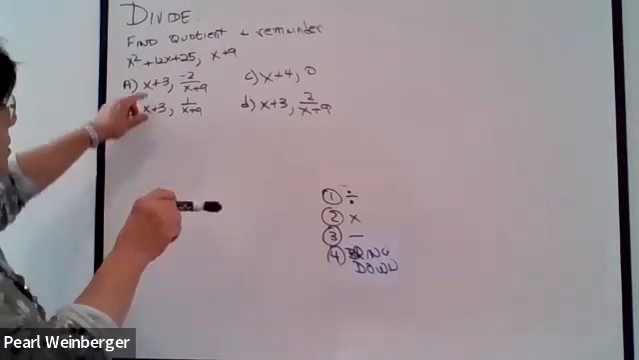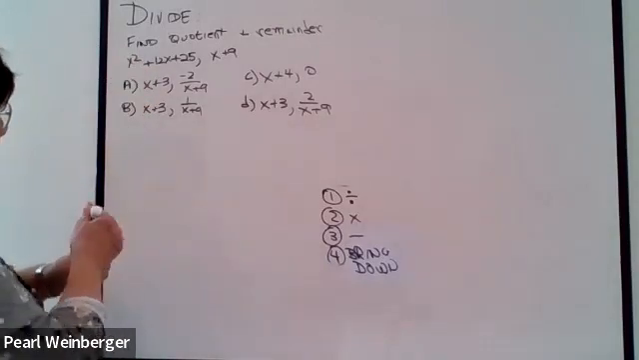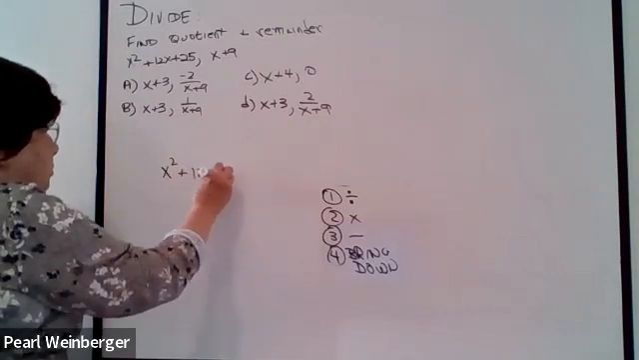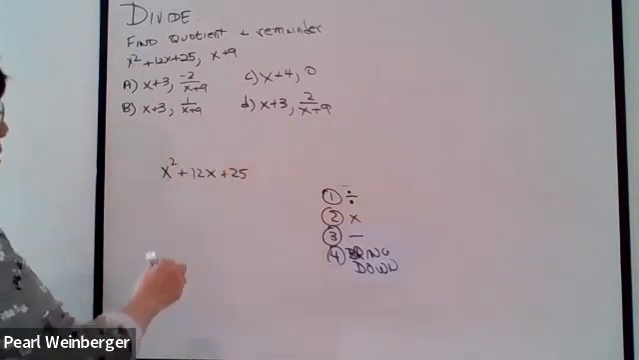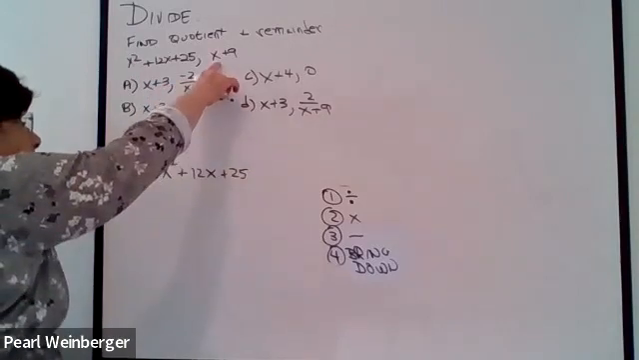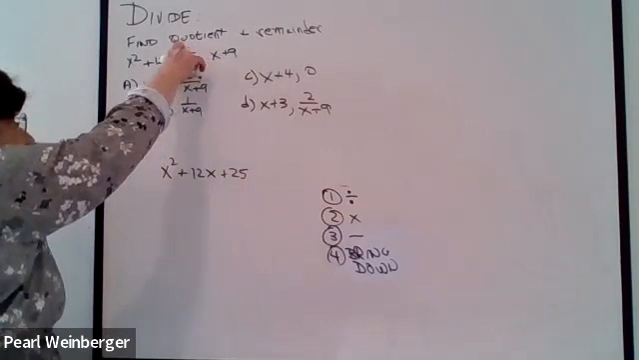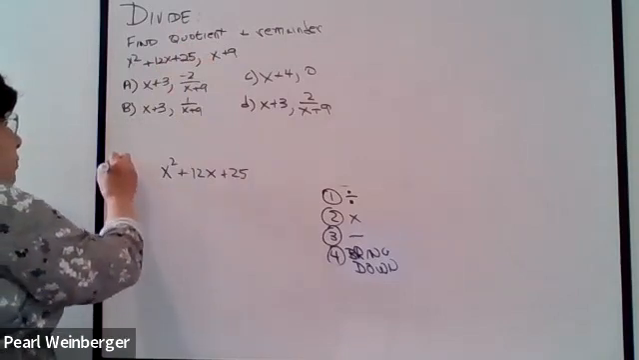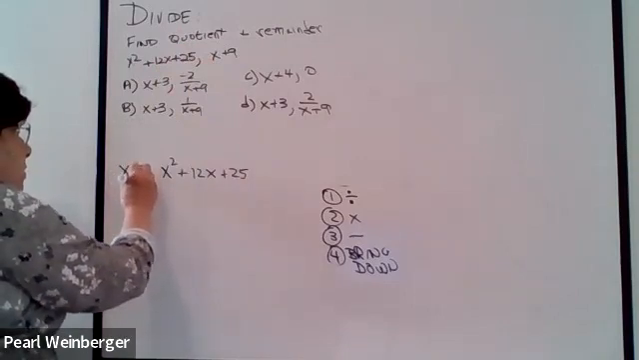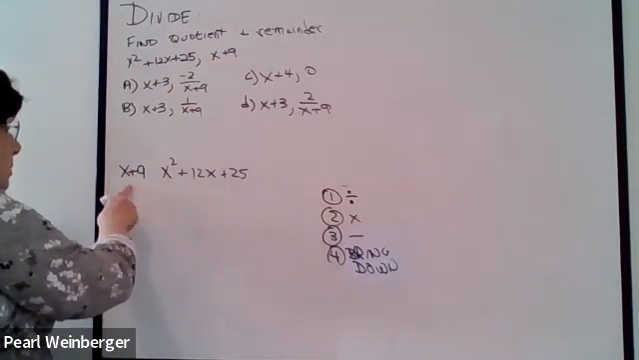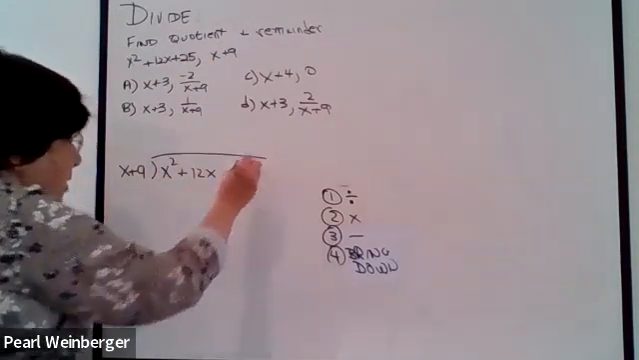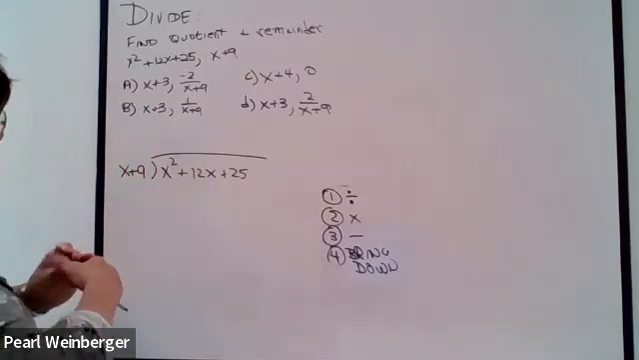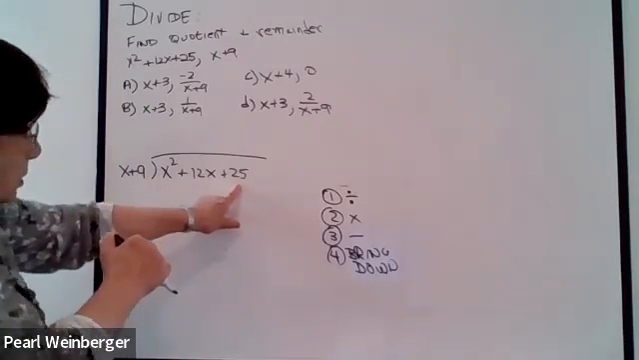Again, we have a polynomial, x squared plus 12x plus 25, a trinomial, that we want to divide by x plus 9, because it says quotient. Quotient means divide. So we have to divide by the x plus 9. I have to do that as a long division example by putting the x plus 9 on the outside and the x squared plus 12x plus 25 on the inside. It has to be in descending order, which it is.